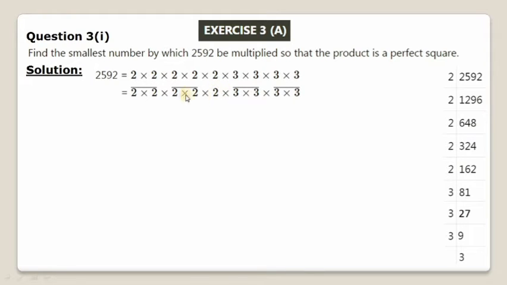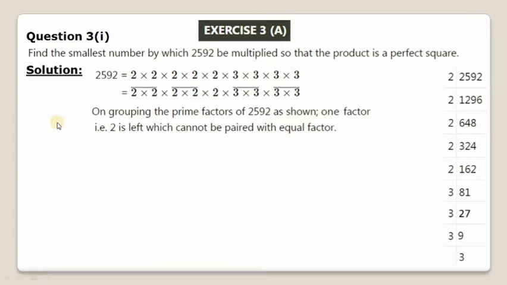Now imagine if I give one more 2 to this number, then what happens? We will be able to form the pair, isn't it? So basically what I'm going to do is multiply this particular number by this particular single one, that is the number 2, so that my result becomes a perfect square. Because if I multiply this entire thing by 2, I'll be able to form a pair for this particular number. So that's why we say after multiplying we get a perfect square.